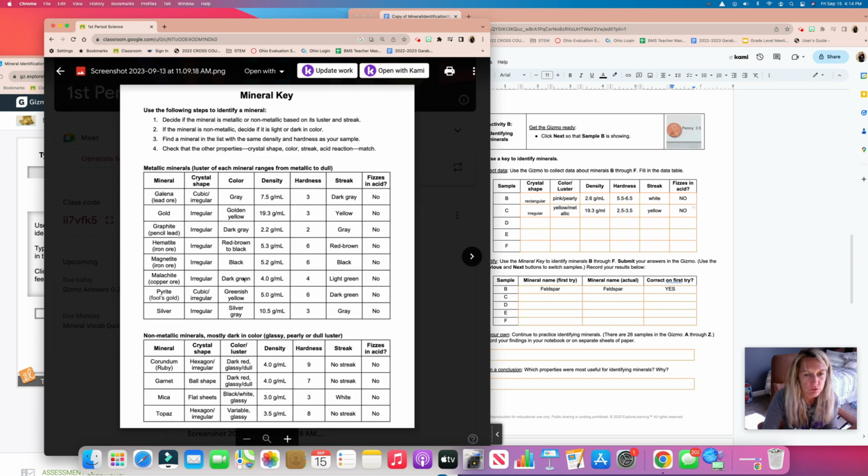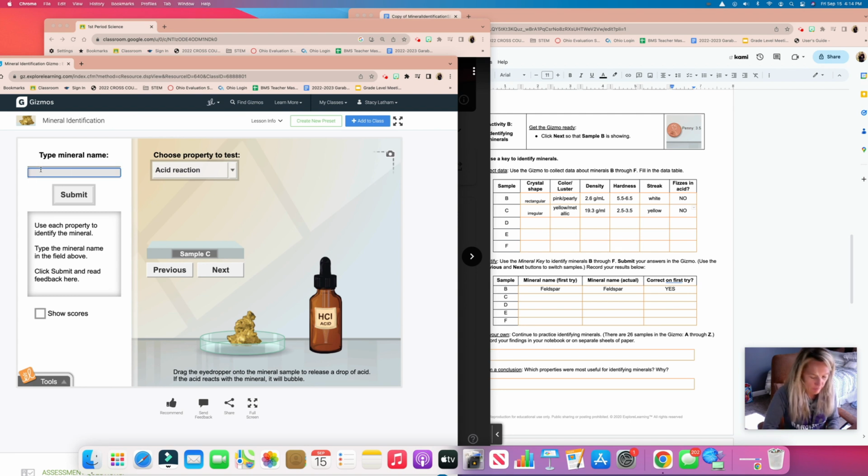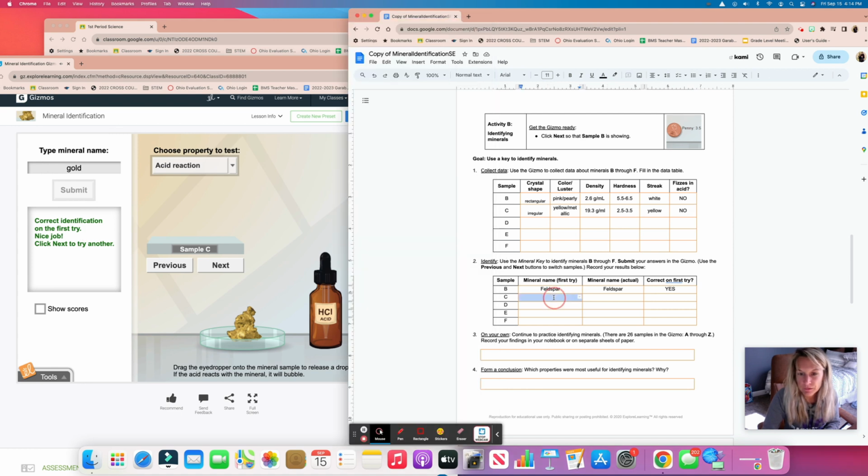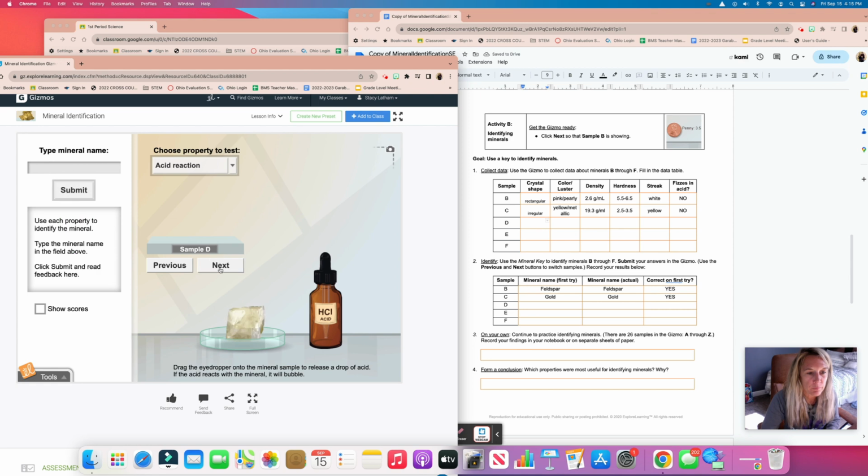Nothing even close. So just with density, is it gold? So here's our gold. Let's check the other properties. Does it have an irregular crystal shape? Is its color kind of golden yellow? Does it have a hardness of about 3? Does it streak yellow and not fizz with acid? Looks pretty perfect. Let's give it a try. In the Gizmo, hit submit. Yes, we are correct. So in this spot, we're going to write gold mineral, and we checked it. It is gold. Were we correct on the first try? Yes, we were. All right, let's move on to sample D.